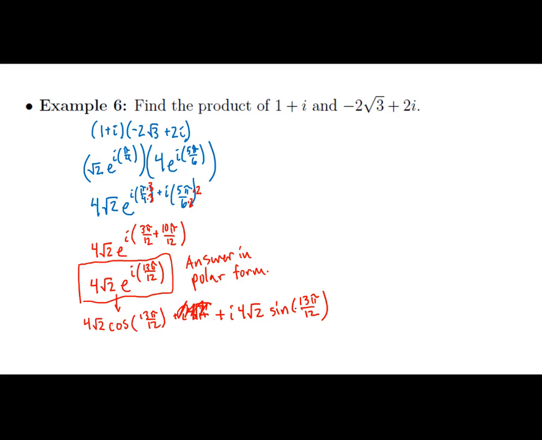And then, 13 pi over 12 is not a special value, so we would just go ahead and pull out our calculator to get an approximation. And the approximation I get is negative 5.46 plus negative 1.46i. And of course I could put minus 1.46i, and that's fine as well. So this would be then in standard form. But it is an approximation, of course, since 13 pi over 12 isn't a special value.